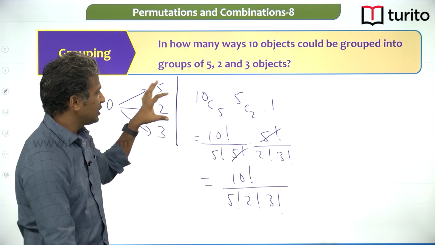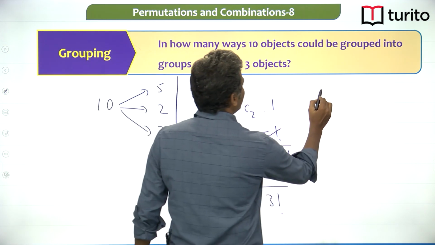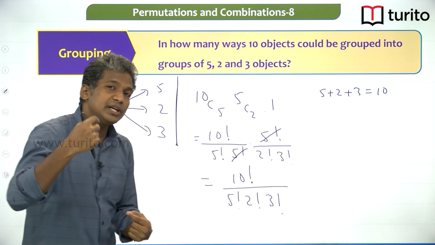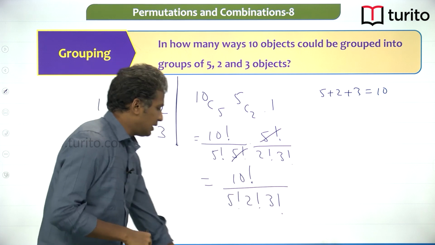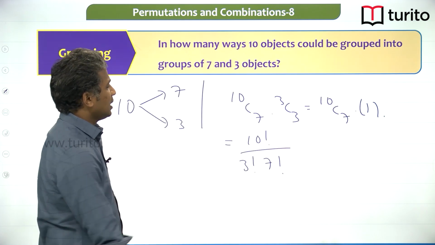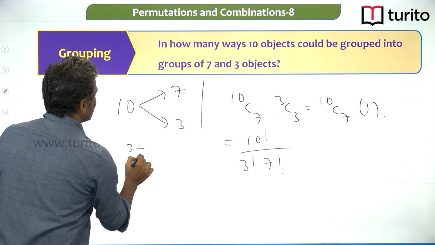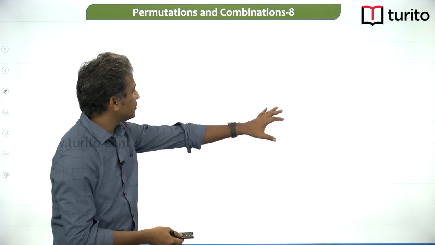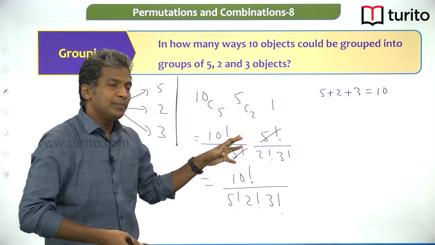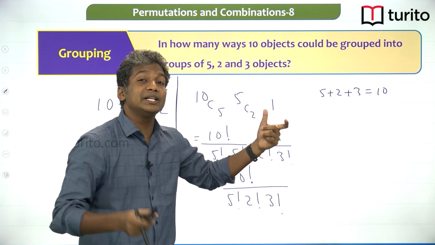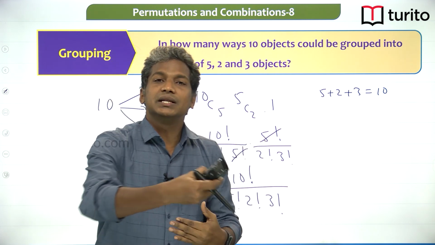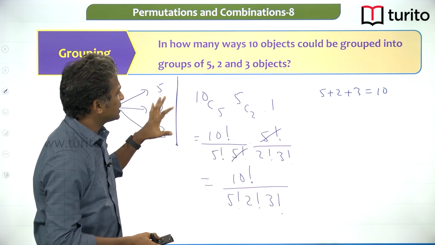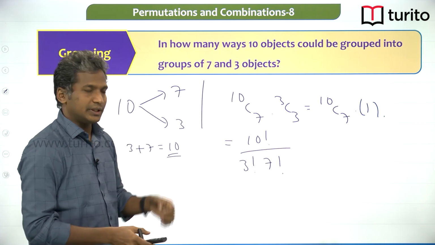Okay. Now here if you observe, 5 plus 2 plus 3 is basically 10. So that means every object is being grouped. Similarly, if you observe the earlier case, here also 3 plus 7 is equal to the total objects available. So this is something that you have observed in these 2 examples. Now what happens when these 2 are not exactly equal? That we will see in the next example. Okay. But before that, let us understand this process of grouping.